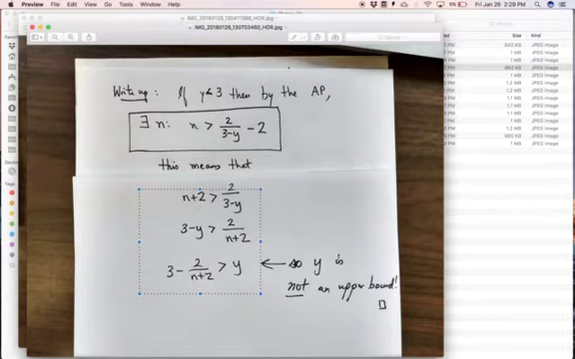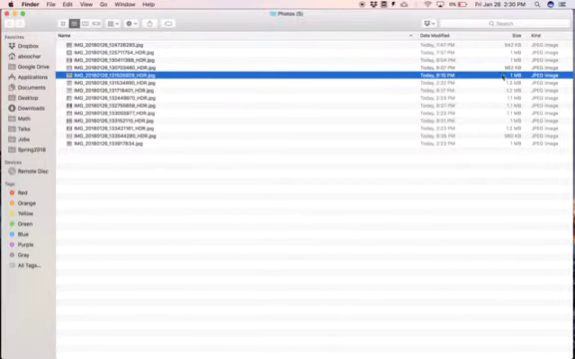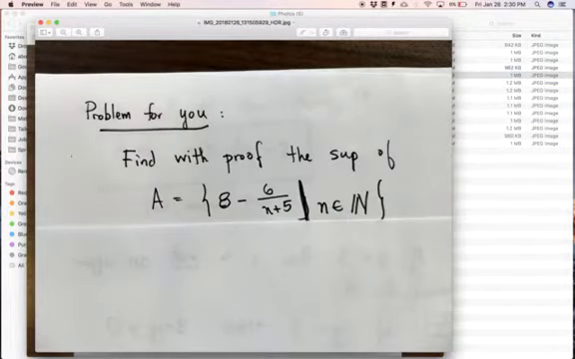This shouldn't be surprising. This is exactly the inequality we started with when we went and found how big this number n had to be. So the grand conclusion is that y can't be an upper bound because we've found a number that's bigger than it. In other words, one that's closer to 3. So we finished our proof, and I have a problem for you.